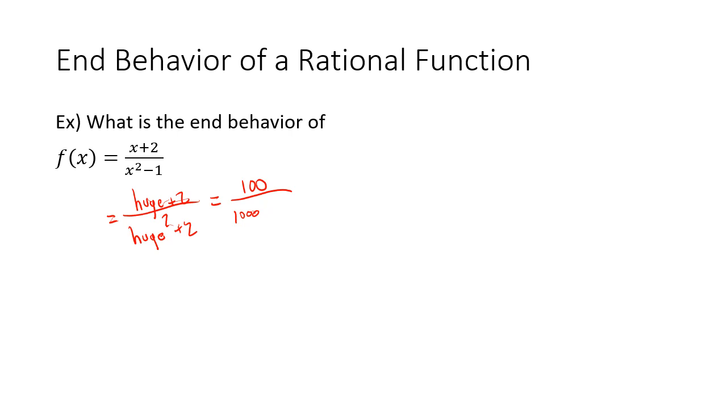That's almost 0. And so if you got bigger and bigger, effectively what you would have is what models 1 over x. And 1 over x, if you plug in a really big number for x, is basically 0. It's not 0, but it basically is. So for this one, the limit as x approaches positive or negative infinity of this f of x would be 0.